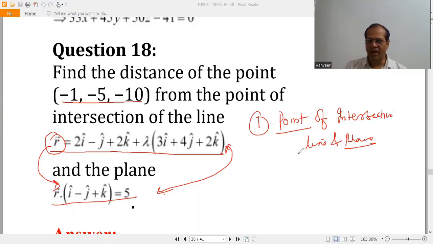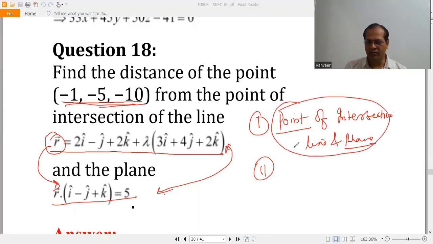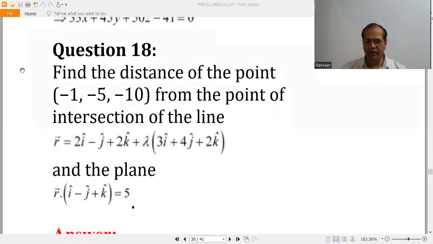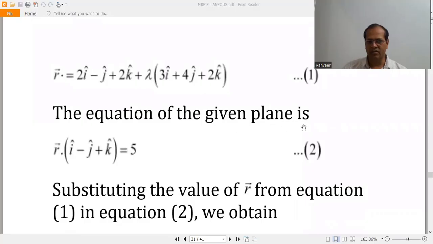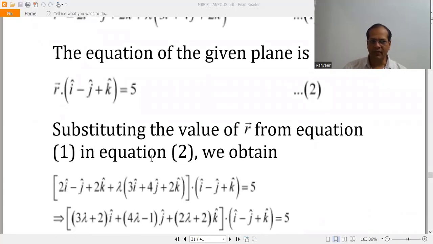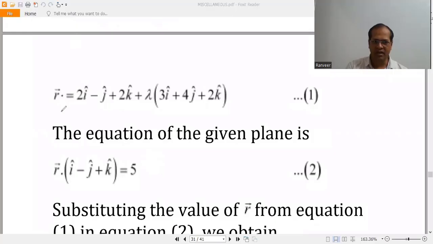This is the first thing. After that, we substitute the value of the point. First we have to find the point of intersection. Now you can see here, r equal to this second equation. The equation of the given plane is r dot (i minus j plus k) equal to 5. So we write the value of r, substitute here, and we get the dot product of this line and the plane.